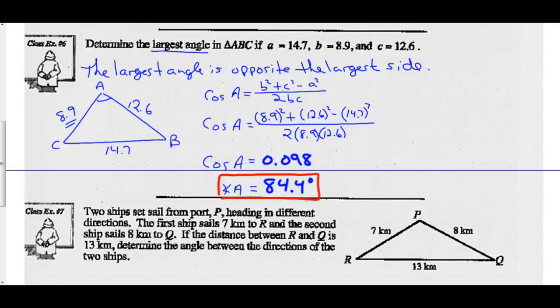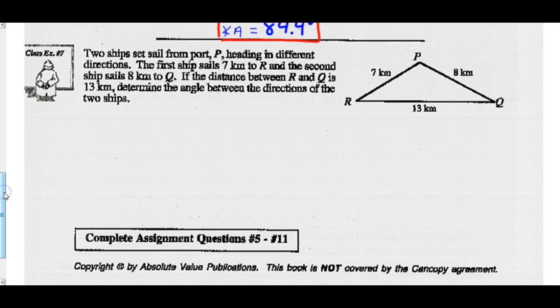Last example then, example 7. Two ships set sail from port P heading in different directions. The first ship sails 7 kilometers to R, the second ship sails 8 kilometers to Q, and if the distance between R and Q is 13 kilometers, what's the angle between the directions of the two ships? Well, the first ship sails from P to R, so here's where the first ship's sailing. The second ship sails from P to Q. Determine the angle between the directions of the two ships. We're looking for this angle.